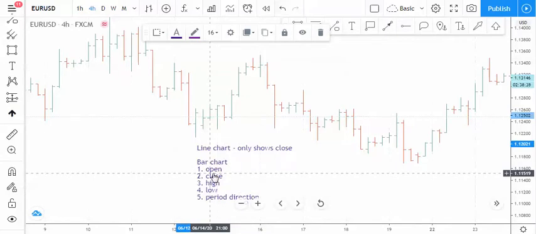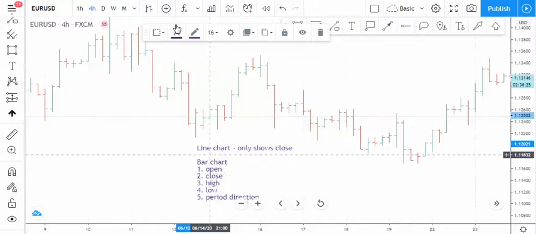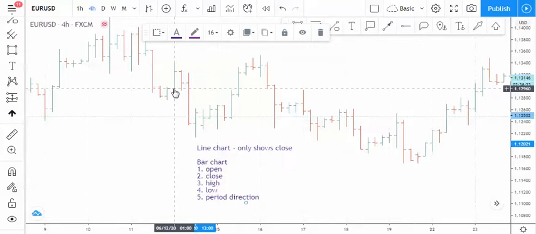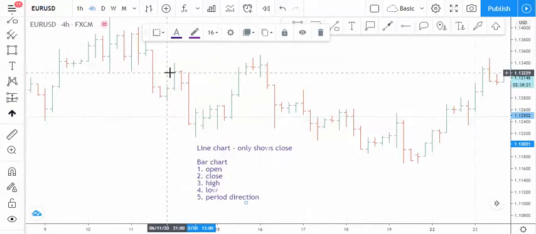But I like using the candlestick chart because it's more visually appealing to the eyes. It's easy to decipher the information. You don't need to go looking for these little markings on the left and the right. So now I'll switch over to the candlestick.